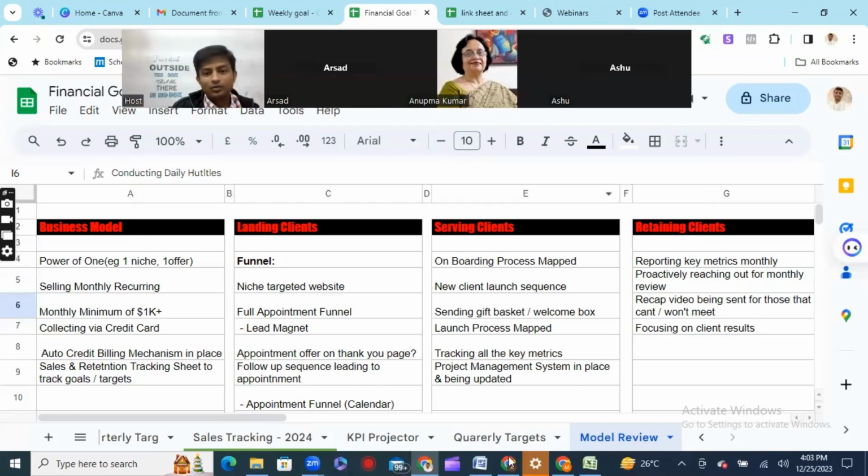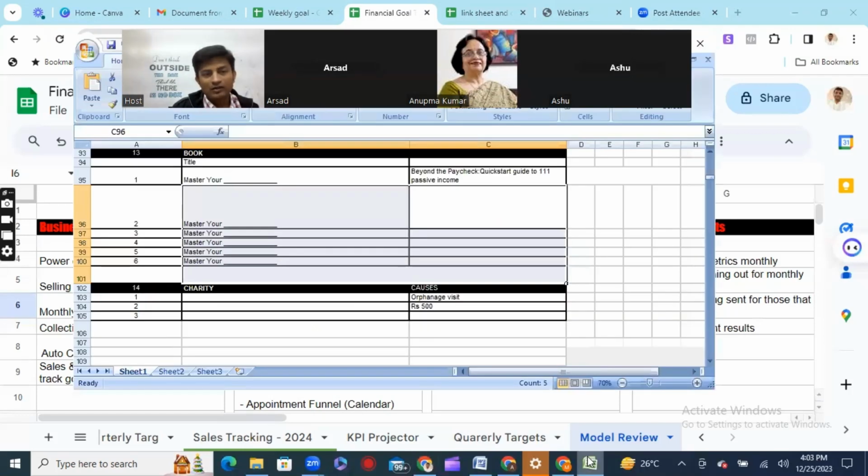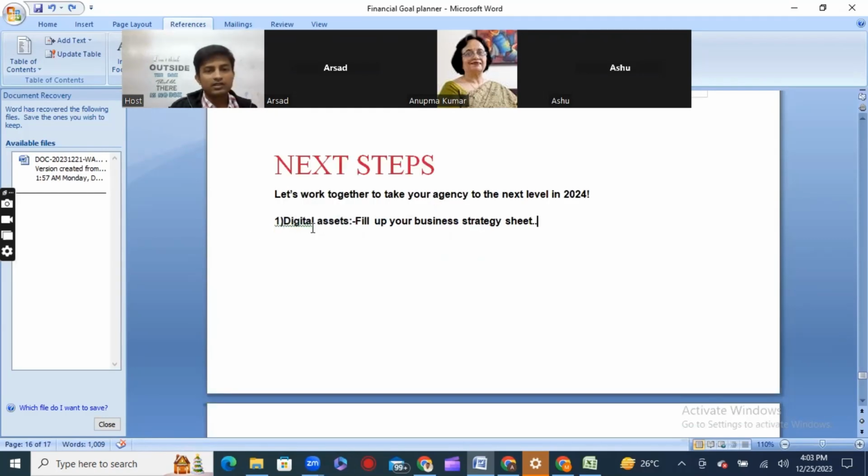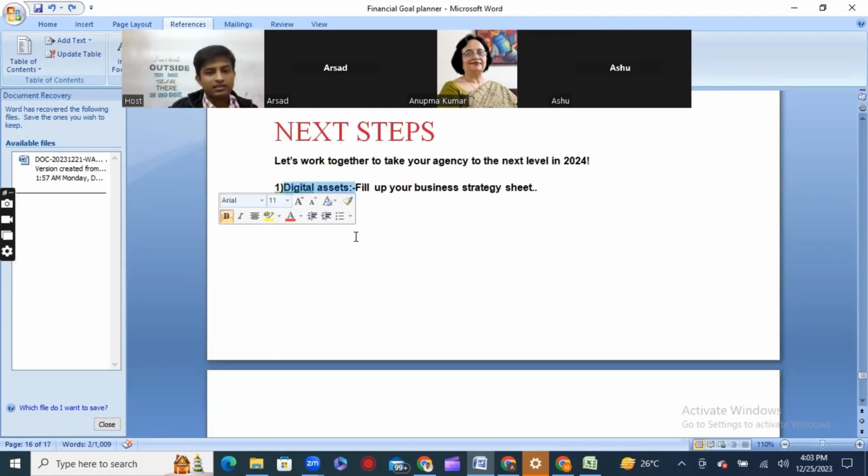Now coming to our topic. So next steps are, first you have to make your digital assets ready. Why is it important to do the digital assets? Because we are doing an online business and people will definitely go to your profile and see your profile. And if you have a confusing profile, then you may lose your clients. So you have to work on these digital assets. I have shown you the list of digital assets.